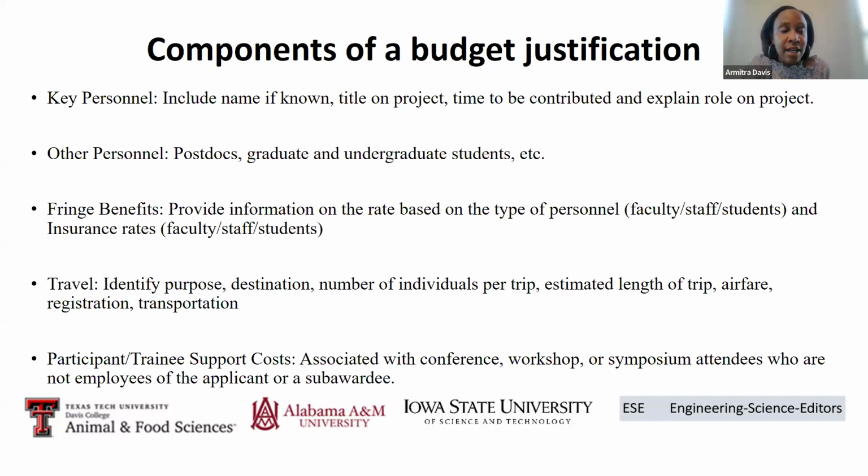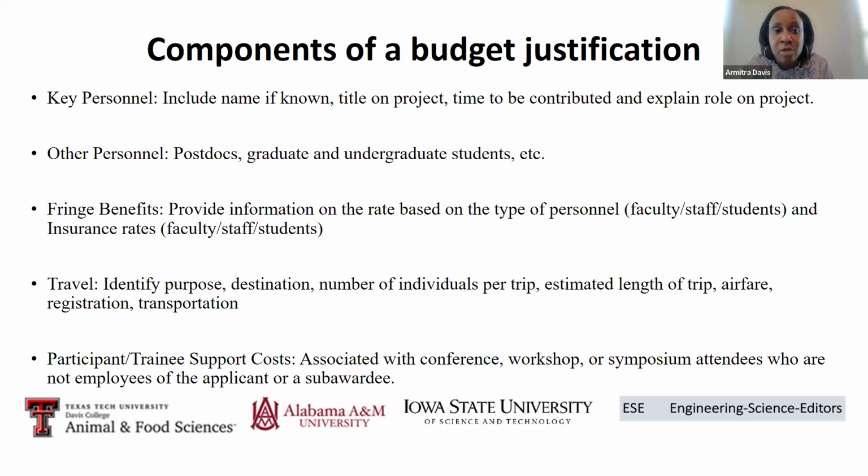Okay, so let's talk a little bit in more detail about the components of a budget justification. Key personnel. For this particular category, we are including those individuals that are associated with the entities who will perform some type of duty on the proposed work. And usually in this section, we are accounting for the time that the individual is going to dedicate to the work. So if the name is known, you may include the name, what their title will be on the project, time to be contributed, and also we want to explain their particular role.